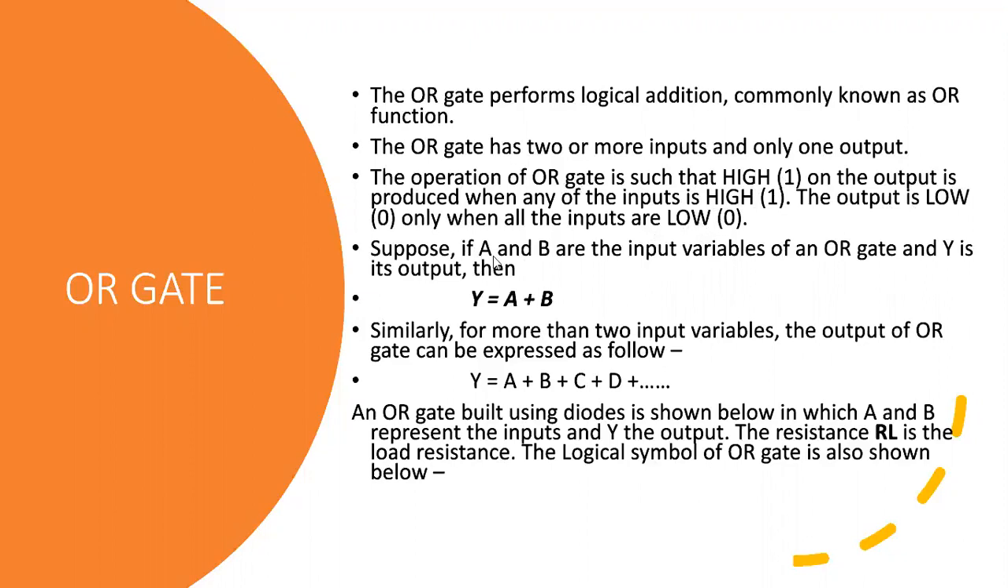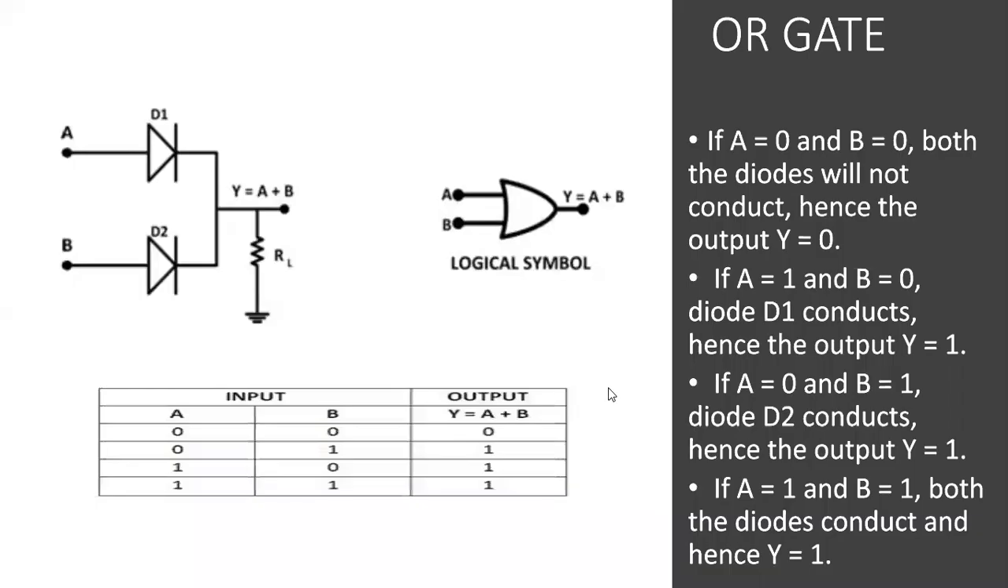So if the inputs of this OR gate are A and B, and the output function is Y, then the mathematical expression for this output function is Y equals A plus B. So if you take two inputs, then the expression is like this. If you take more than two inputs, then the expression is going to be like this: A plus B plus C plus D, like that.